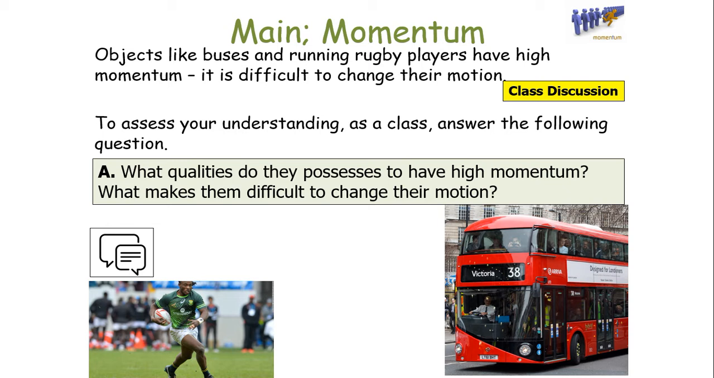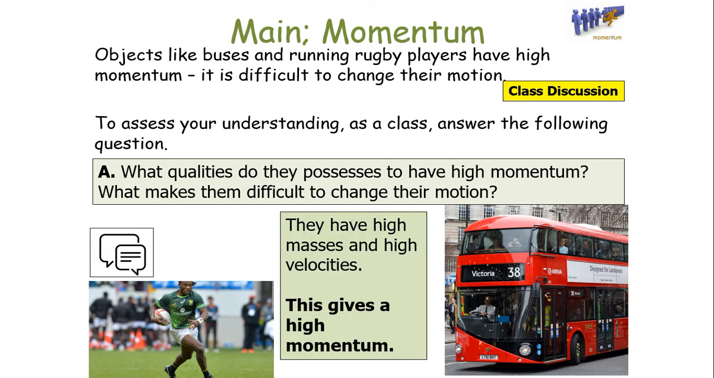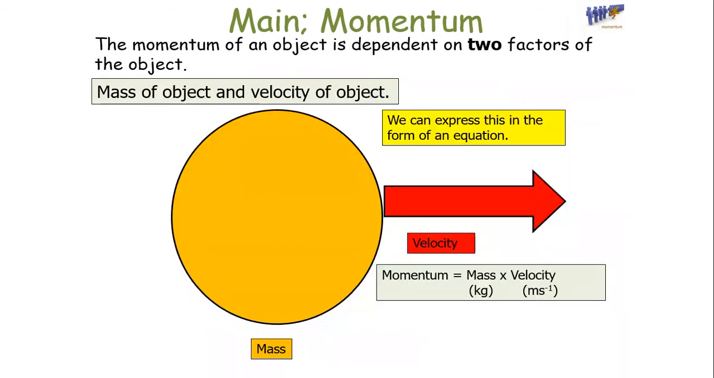So, what qualities do you have to possess a high momentum? Why does it make it difficult to change the motion of objects such as buses and running rugby players? Well, it's because they will either have a high mass or a high velocity. These are the properties which give a high momentum. So the momentum of any object is dependent on two factors, the mass of the object and the velocity of the object. So we can express this in the form of an equation. Momentum is equal to the mass of the object times the velocity. Now we measure the mass of an object in kilograms and the velocity of an object in meters per second.